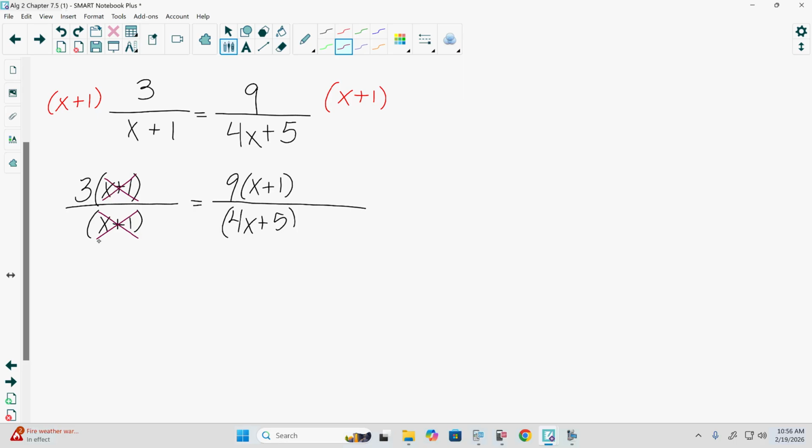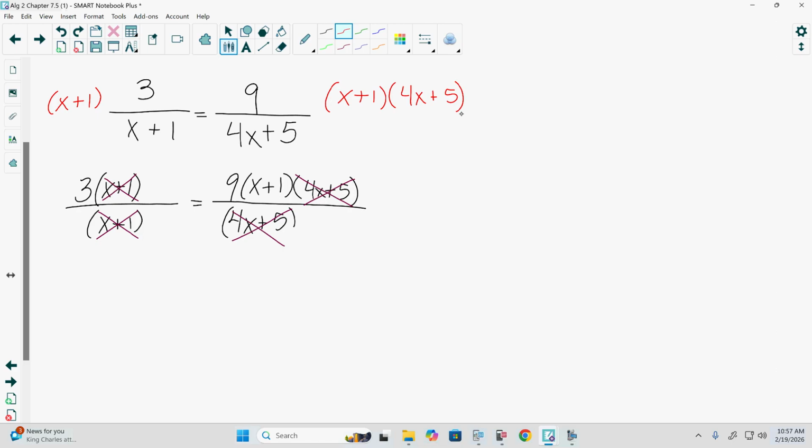So we can look to the right. 9 times x plus 1 over 4x plus 5. Will anything simplify on that side? Well, no, because the x plus 1 and 4x plus 5 are different. We don't have something in common on top and bottom. What would we need on top of that second fraction to reduce? 4x plus 5, because if we had 4x plus 5 here, then we would have something in common on top and bottom that's being multiplied, yes? And those two would cancel out.